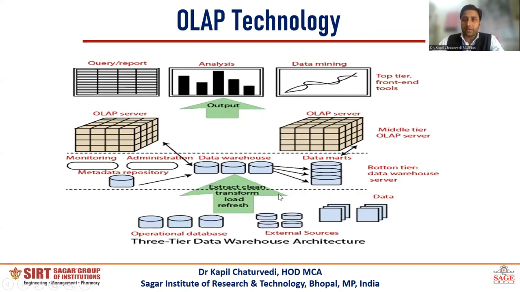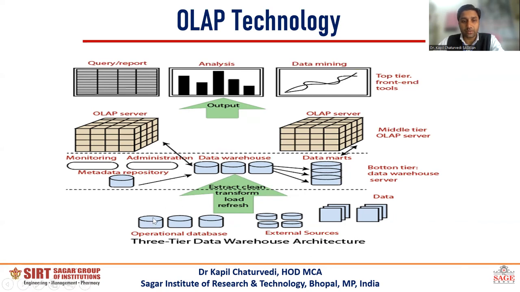To understand OLAP technology, first of all, we have to understand the tier architecture of data warehouse, which we discussed in detail in the last PPT, where we see that we have three tiers: bottom tier, middle tier, and top tier. Before the bottom tier, we have data of heterogeneous type. Basically, we say that we have to implement a data warehouse. We collect the data from the heterogeneous sources in huge amount.